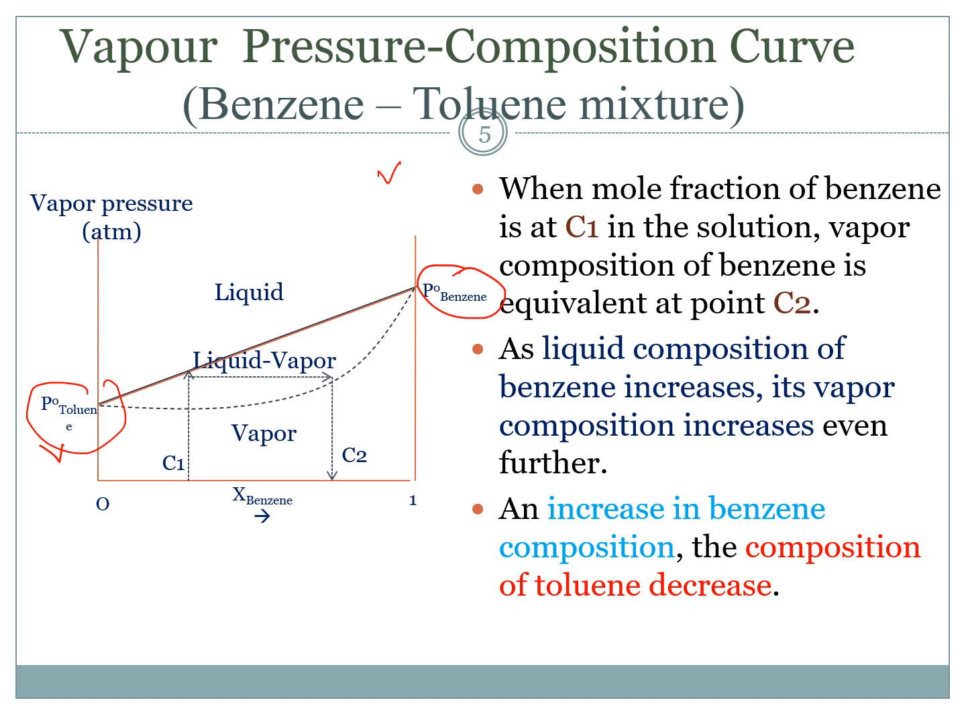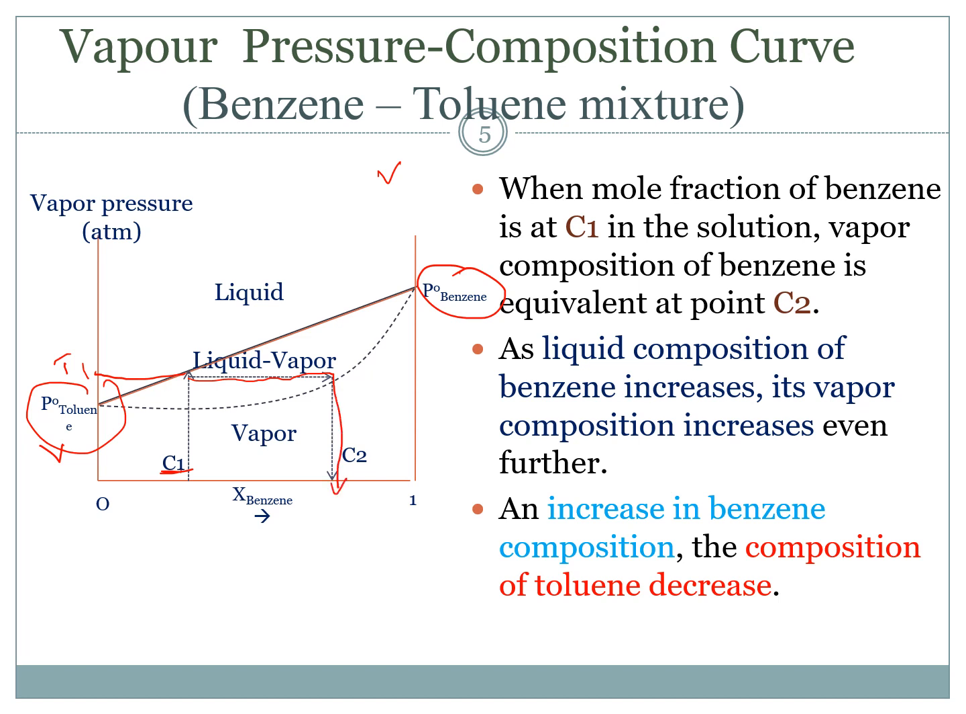If you boil a liquid mixture, you would expect to find that the more volatile substance escapes to form a vapor more easily than the less volatile one. So in this diagram, you would expect to find a higher proportion of benzene, the more volatile component, in the vapor than in the liquid. So when a higher fraction of benzene is at C1 in the solution, boiled at this temperature T1, it will give you a vapor composition of benzene at C2.